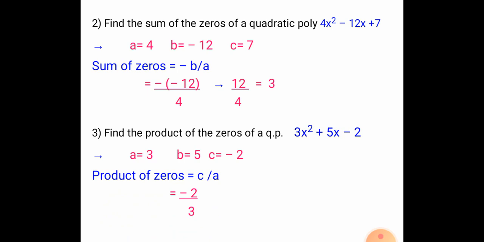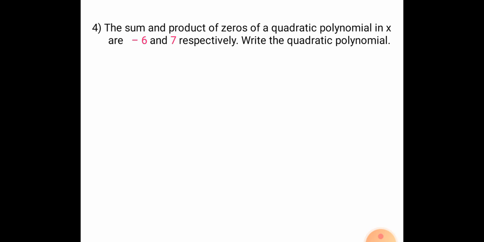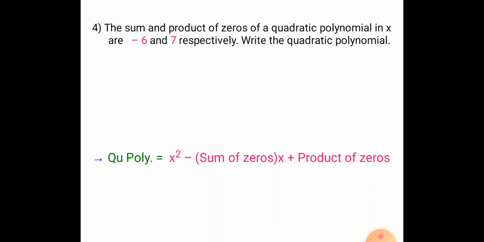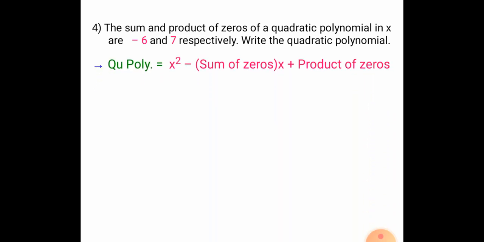You cannot reduce further. Now in the next example, directly sum and product are given and you are supposed to write the quadratic polynomial. So you are supposed to use the formula x square minus sum of the zeros multiplied by x plus product of the zeros. Now they are given directly. That's why you are advised to substitute the value of sum of the zeros and the value of the product of the zeros. Only take care of that minus sign. Minus and minus will become plus, and this is your final answer, which is the quadratic polynomial.